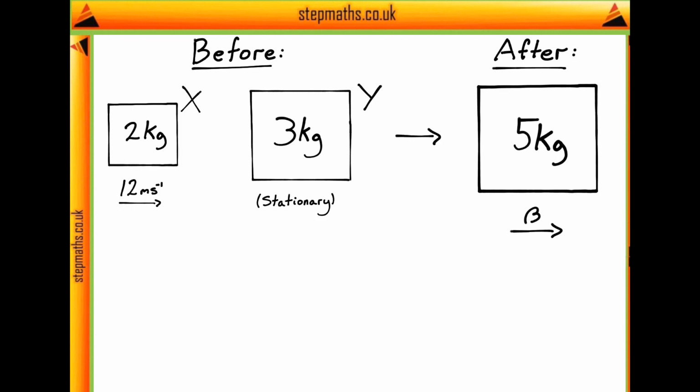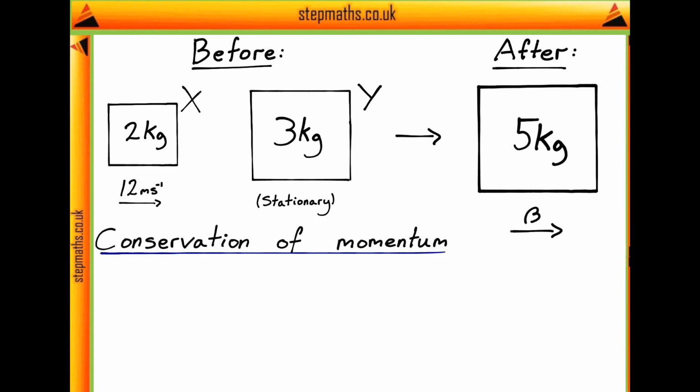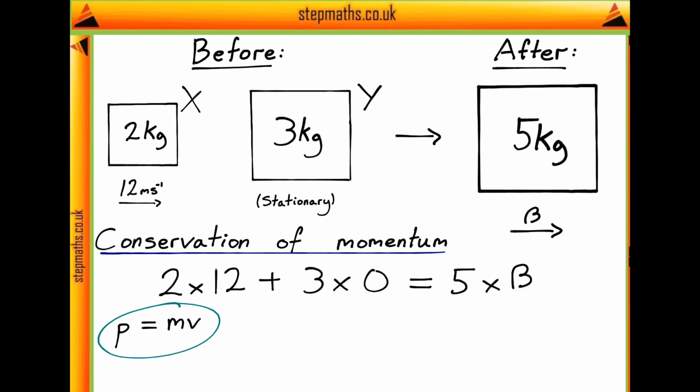Well, there's one rule which we can always try and use with collisions, and that is conservation of momentum. So we know that the momentum of a particle is just given by its mass multiplied by its velocity. So if we find the total momentum before, then this is going to be equal to the total momentum afterwards. If we go and try and set up our equation for conservation of momentum, then we find that the momentum before is just equal to the momentum of our first two objects, so our 2 kilograms multiplied by our 12 meters per second, plus our 3 kilograms multiplied by our 0 meters per second, our stationary block. And this is just equal to the momentum of our final particle, 5 kilograms multiplied by the velocity beta.